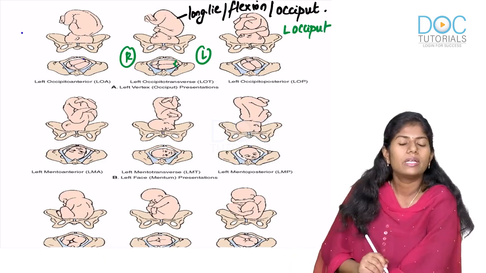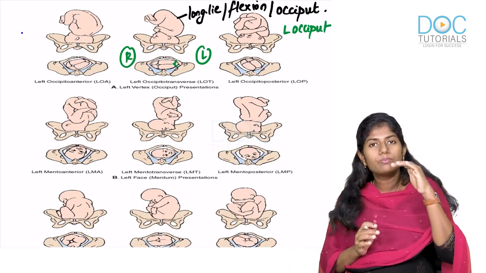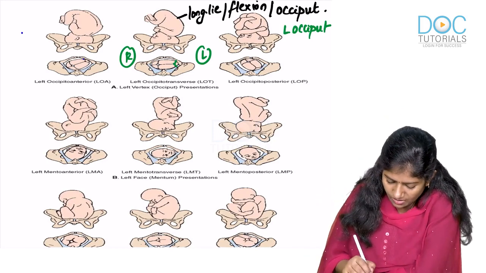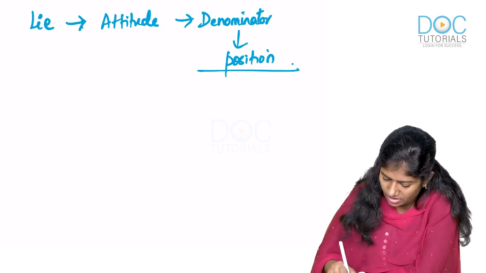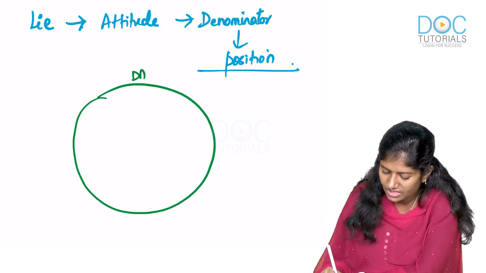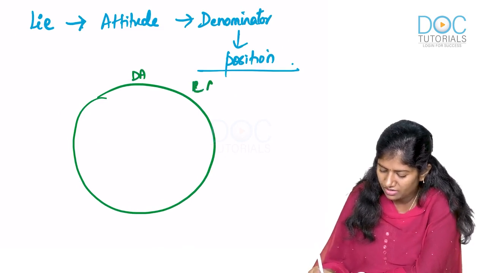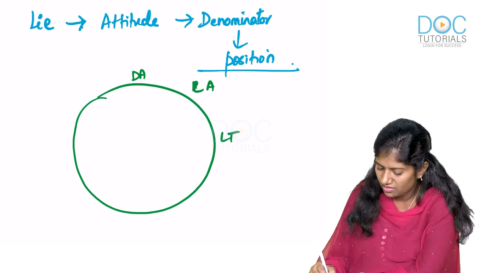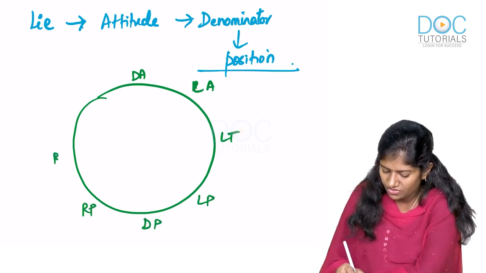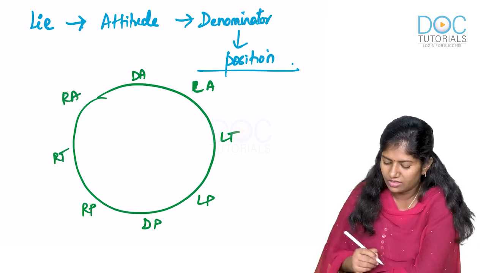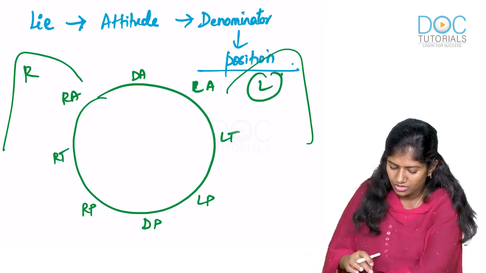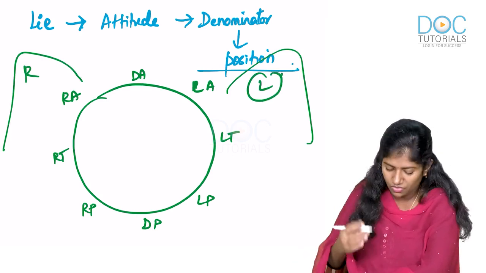Now, how do I decide whether it's anterior or transverse or posterior or right anterior? See, in a normal pelvis, if you see a circle like this, this is direct anterior, this is left anterior, this is left transverse, this is left posterior, this is direct posterior. This is right posterior. This is right transverse. This is right anterior. Here is the right thigh and here is the left thigh. So I have just zoomed the image of what we saw previously.